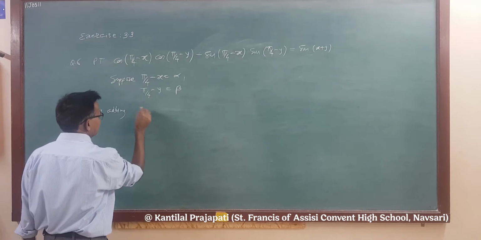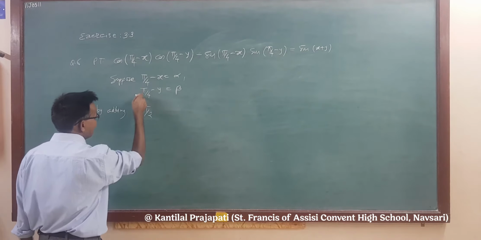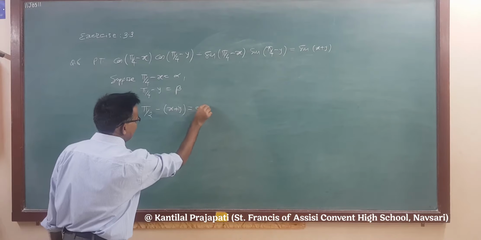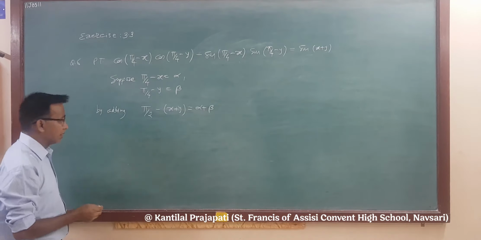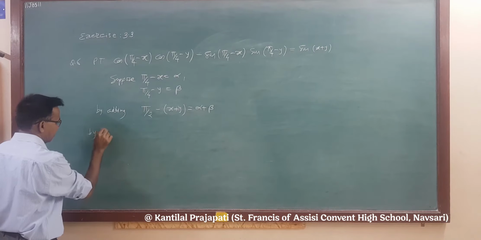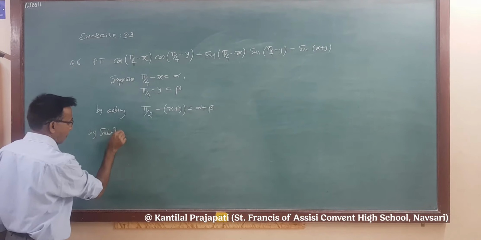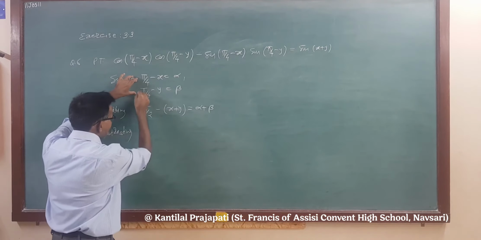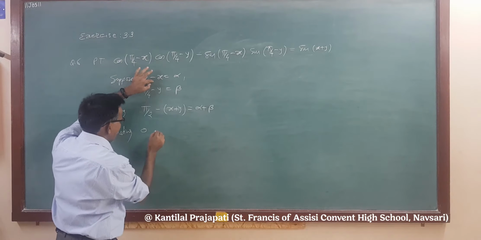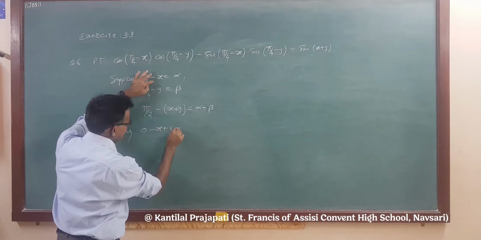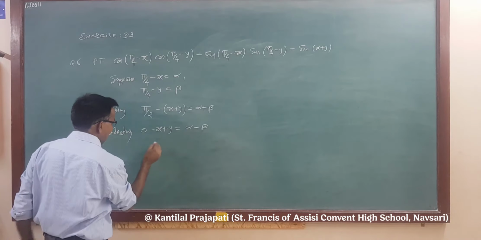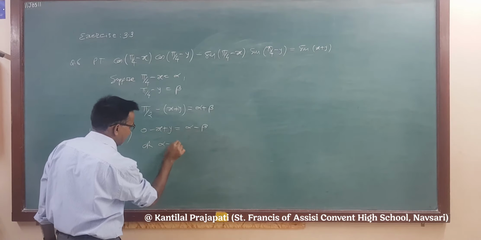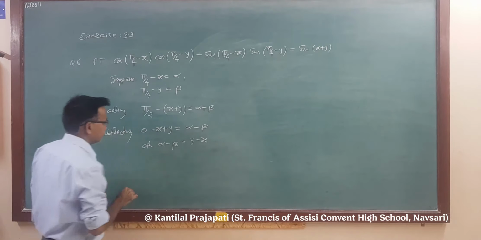we get pi by 4 plus pi by 4, pi by 2, minus x plus y, is equal to alpha plus beta, right? And by subtracting, what is subtraction here? Pi by 4 minus pi by 4, that is 0, minus x plus y, and it is equal to alpha minus beta. Alpha minus beta will be written as y minus x, right, by subtracting.